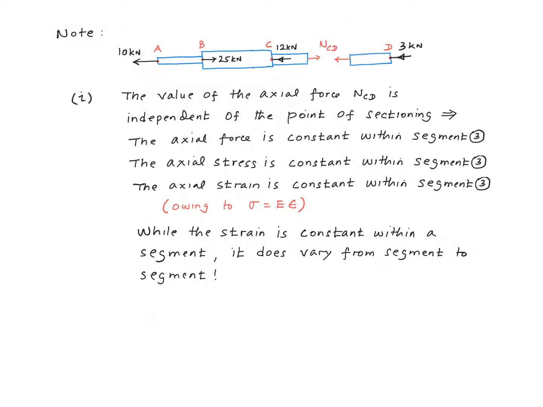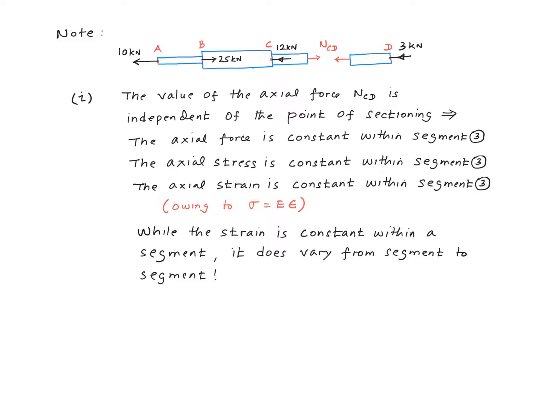Let me point out a couple of fundamental things here. Firstly, the value of the axial force NCD is independent of the point of sectioning. I could have sectioned it at any point between C and D, over here, over here, anywhere, right? I would have ended up with the same value for NCD, right? So what does that mean? That means NCD is constant within the segment from C to D.